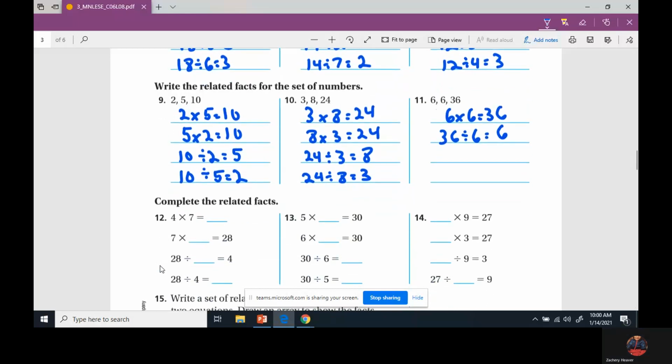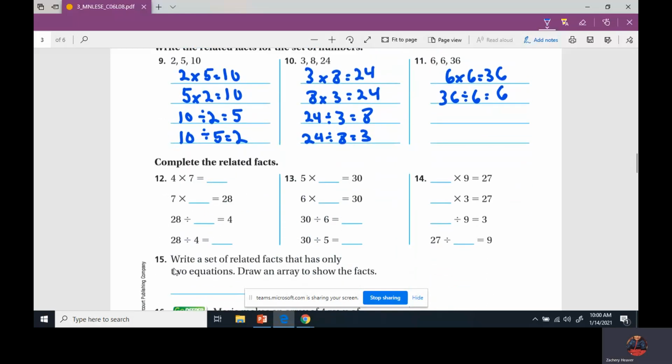All right. So we know 4 times 7 is going to be 28 because look, they already have our set numbers in. So that means 7 times 4 is 28. 28 what makes 4? 7, and 28 divided by 4 is 7. 24 divided by 7 is 4. 24 divided by 4 is 7.